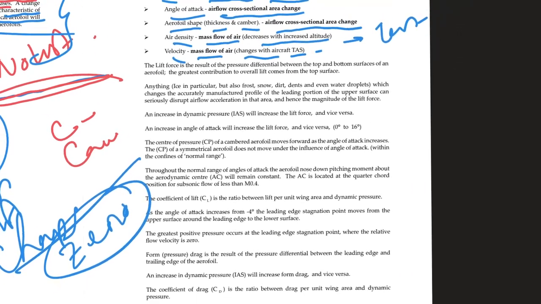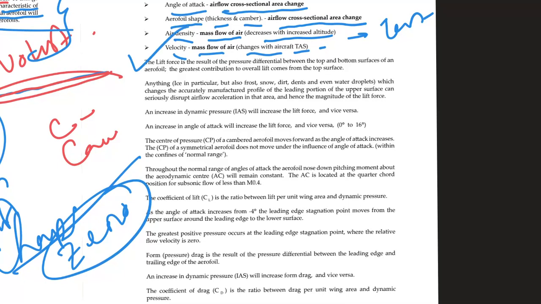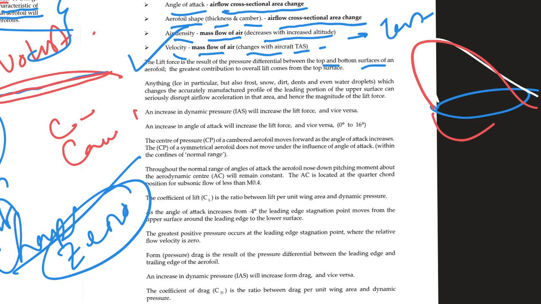Then we already discussed that the lift force is a result of the pressure differential between the top and the bottom surface. Yes, lift is the pressure differential between the top and the bottom surface. Already we discussed this, right? An increase in dynamic pressure will increase the lift force and vice versa. Yes, we already discussed. An increase in angle of attack will increase the lift force up to 16 degrees, we discussed. The center of pressure, CP, of a cambered airfoil moves forward as the angle of attack increases, we already discussed.